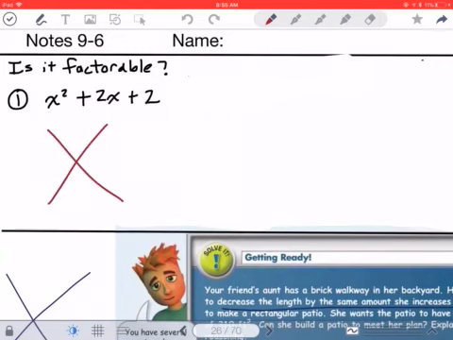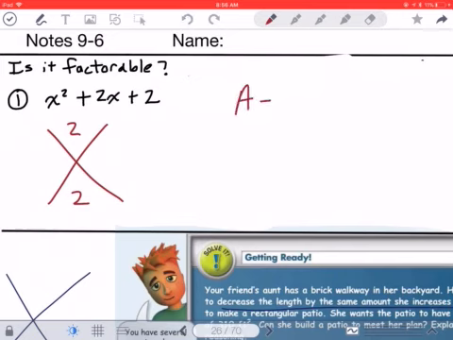Okay, if I try to factor this, what multiplies to 2 and adds to 2? Well, nothing's going to work there. You might think that 1 and 1, but 1 times 1 is going to be 1, so that's not going to work for the top portion here. And you might say, well, 2 times 1 is 2, but 2 plus 1 is going to be 3. So that's not going to work. It's not factorable.